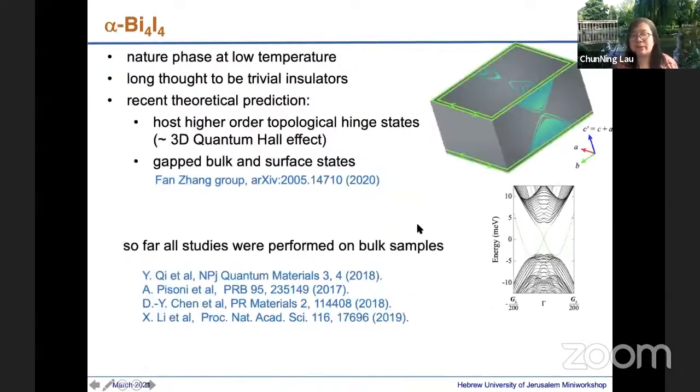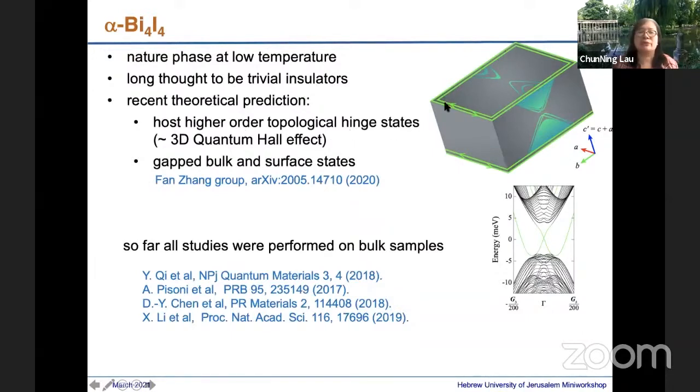In this case, we're actually focusing on the alpha phase, which is traditionally thought to be a trivial insulator. Again, this is the natural phase at low temperature. You just cool down the device adiabatically without doing anything, and this is the phase it is in. It's thought to be a trivial, kind of boring phase, but recently our theory collaborator Fan Zhang's group predicted that it actually holds higher-order topological states.